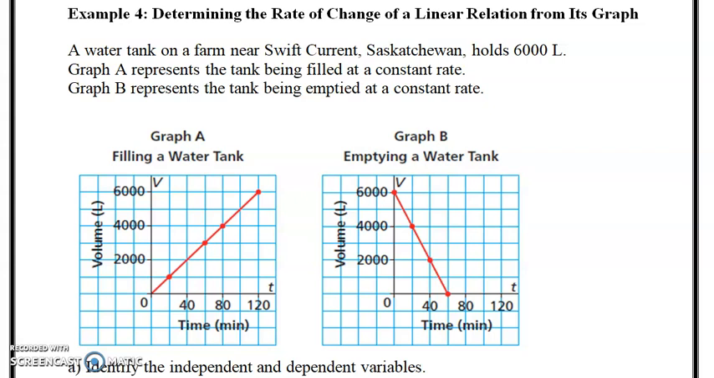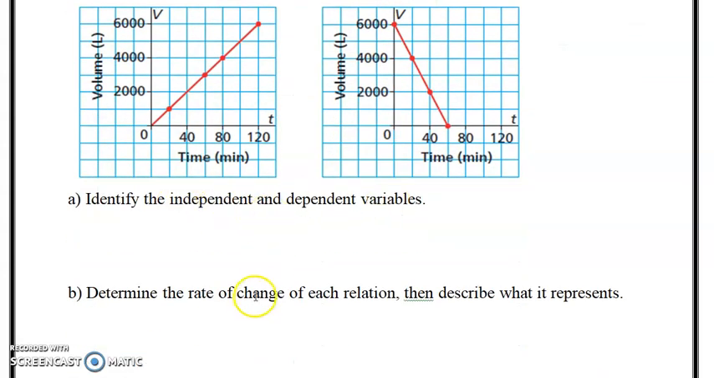Okay. So let's take a look. It says a water tank on a farm near Swift Current, Saskatchewan holds 6,000 liters. Graph A represents the tank being filled at a constant rate, and graph B represents the tank being emptied at a constant rate. Identify the independent and dependent variables.